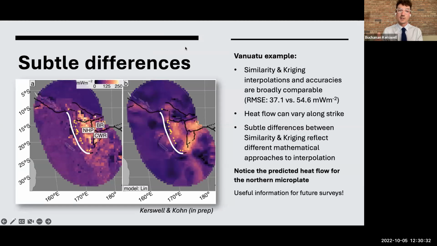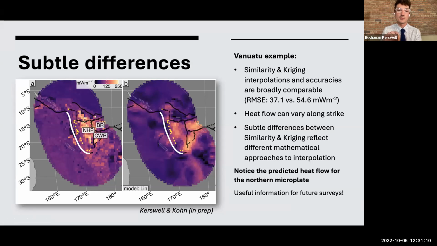So what we find between the kriging predictions and the similarity predictions are very subtle differences. For the most part, the predictions, the interpolations, their accuracies are broadly comparable. The distributions of the heat flow predictions are broadly comparable, but there are subtle differences. So this is an example of the Vanuatu subduction zone. And I'll just draw your attention to the microplate to the very, very north. So the black lines are the plate boundaries. The white line is basically the location of the trench.